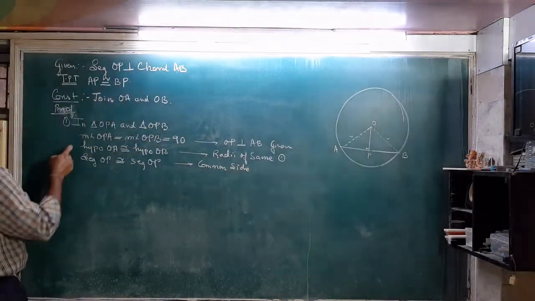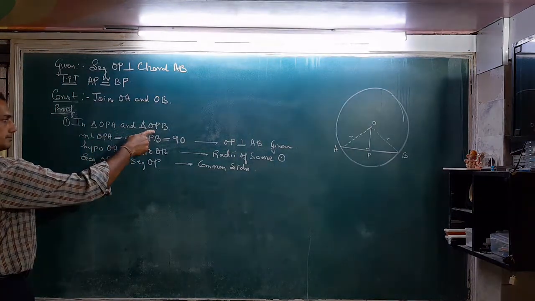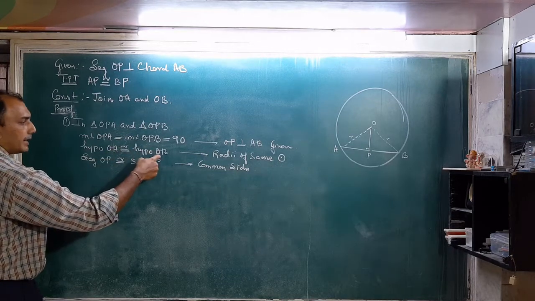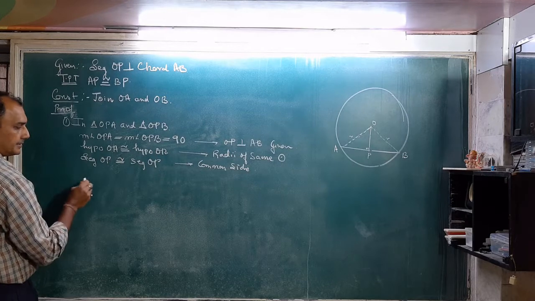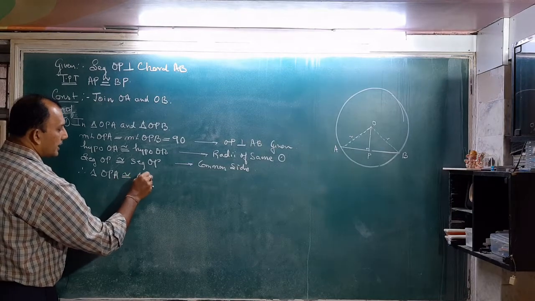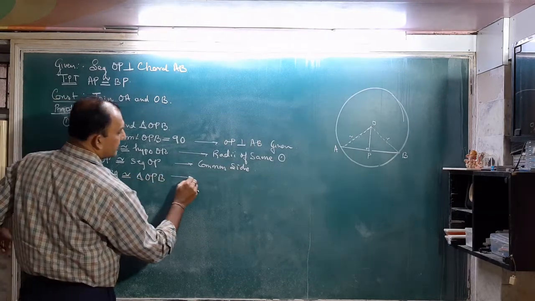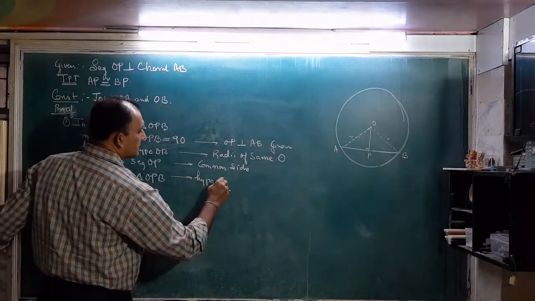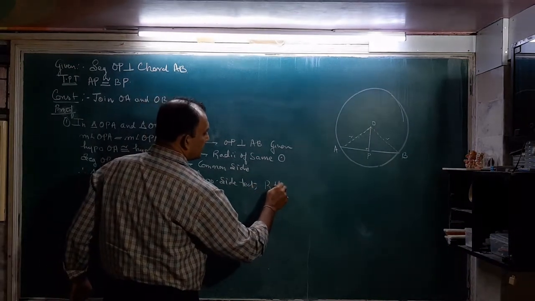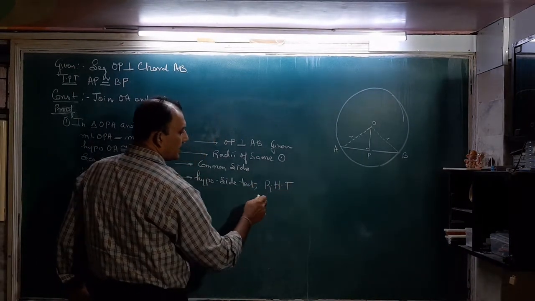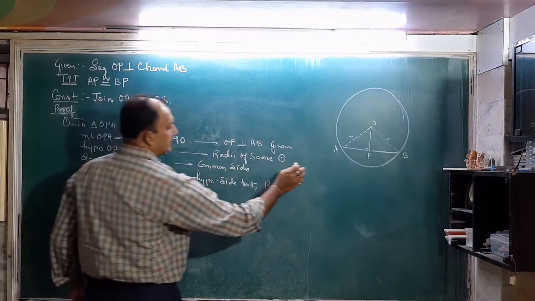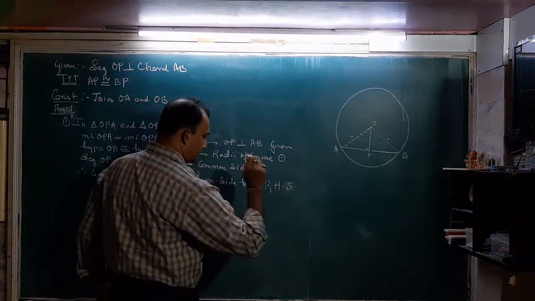Okay, so if we check out properly, we have two triangles, both of them are right triangles, and in that hypotenuse OA is congruent to hypotenuse OB, and we have a common side. Therefore, triangle OPA is congruent to triangle OPB by the hypotenuse side test, or we can write right angle hypotenuse test, RHS test, right hypotenuse side test.